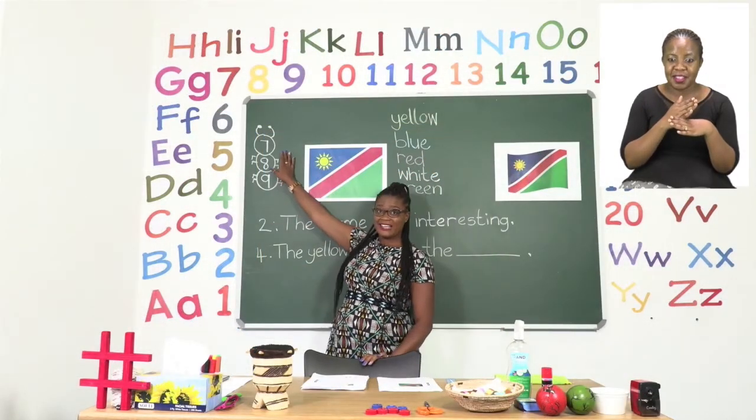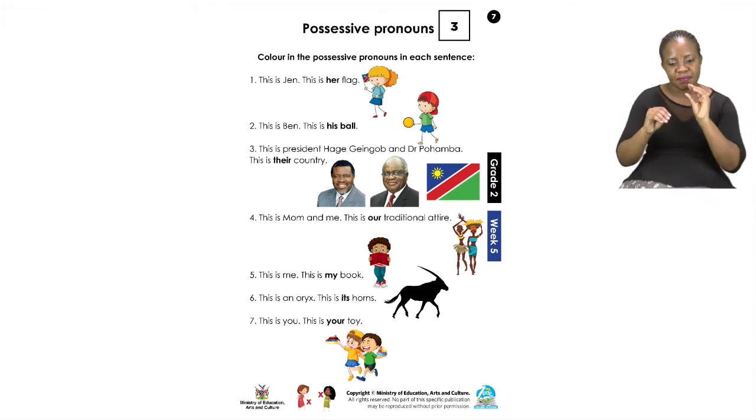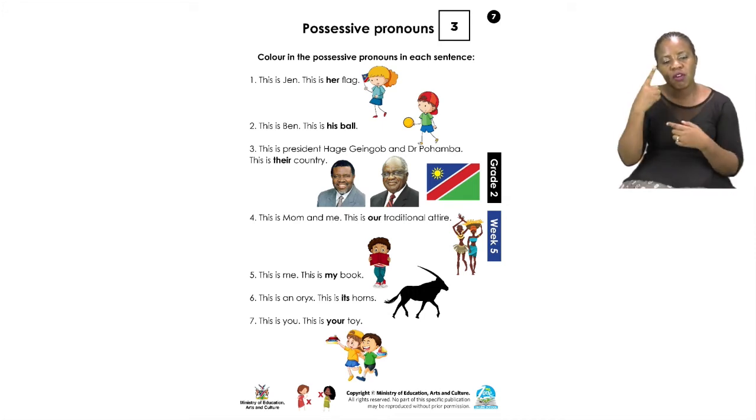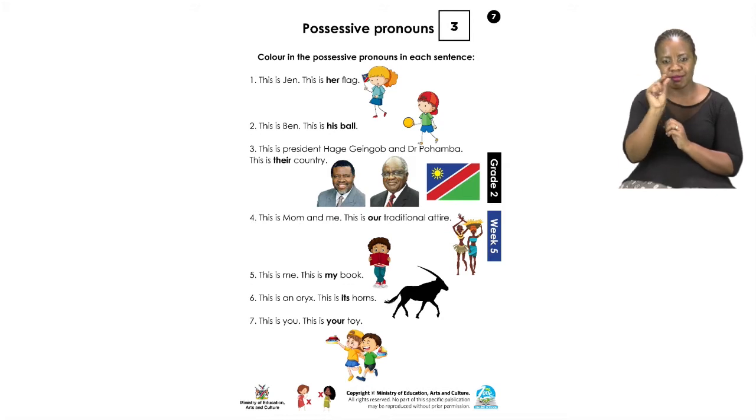Let's turn to page 7. On page 7, we are talking about possessive pronouns. Now remember, boys and girls, we said possessive pronouns are words that show ownership or what belongs to whom. Number 1 up to number 7 all have possessive pronouns. It is going to be your job to circle and color in the possessive pronouns in each sentence.